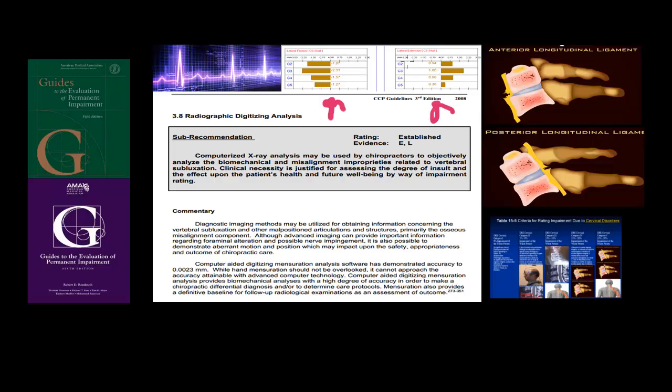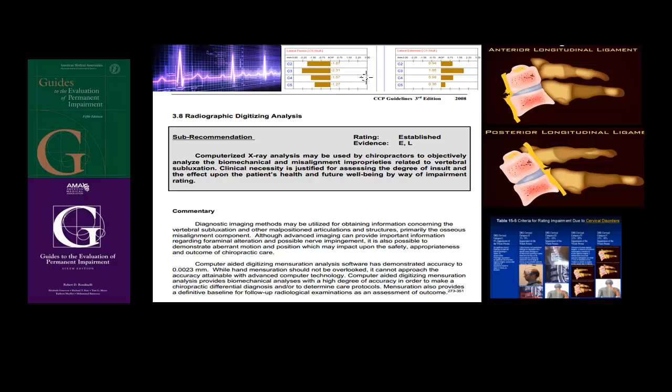So the more joint play there is, and we see this is the back and forth motion of the vertebra, the more joint play that there is, the more damage that there is with the spine itself. Okay, so it helps any provider to determine how much damage did you actually have to your spine. Now, it also says we take the degree of damage and the effect upon the patient's health and future well-being by way of impairment rating. So let's talk about that.